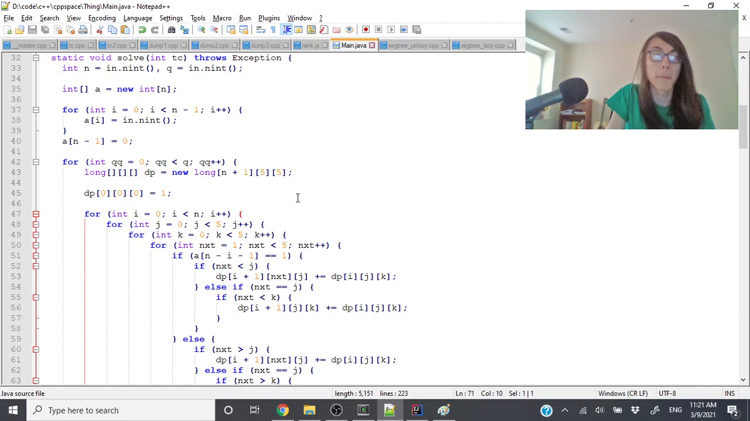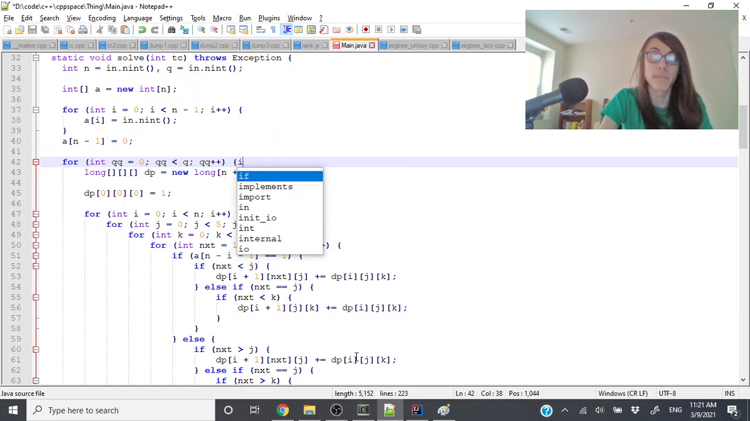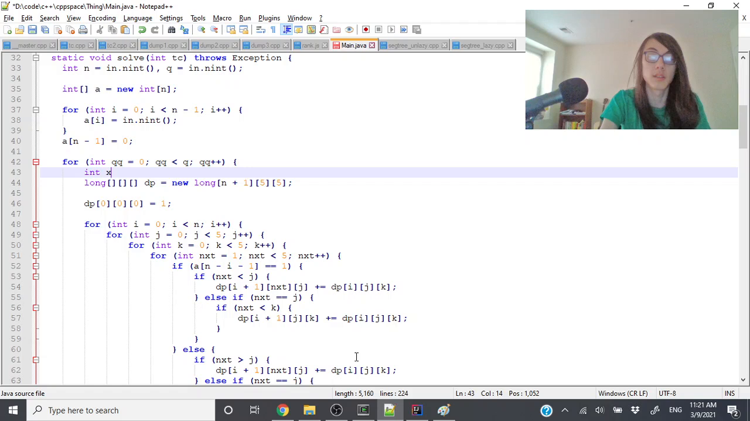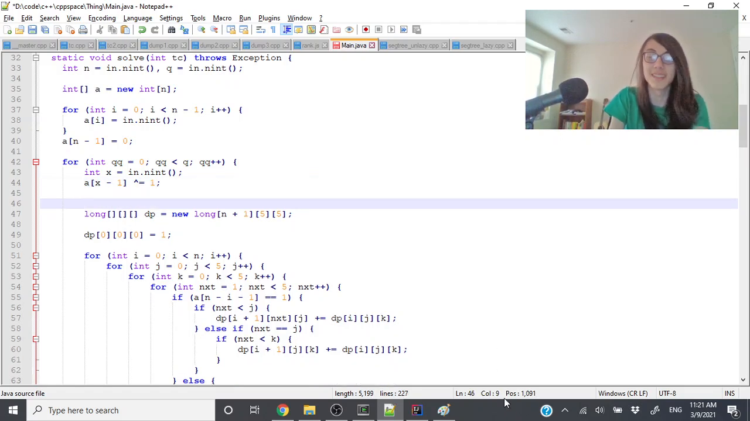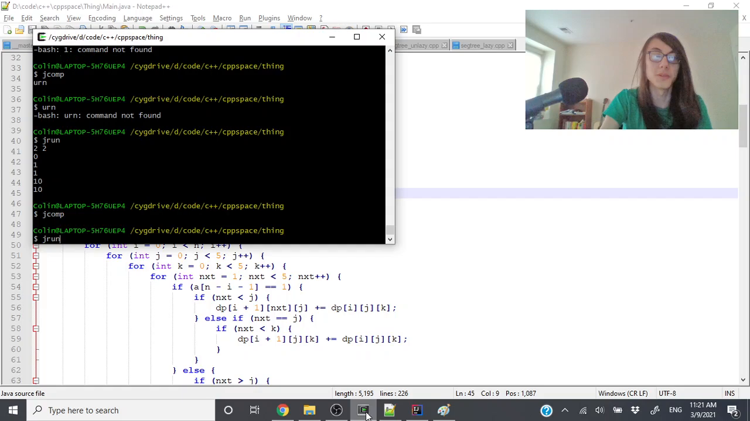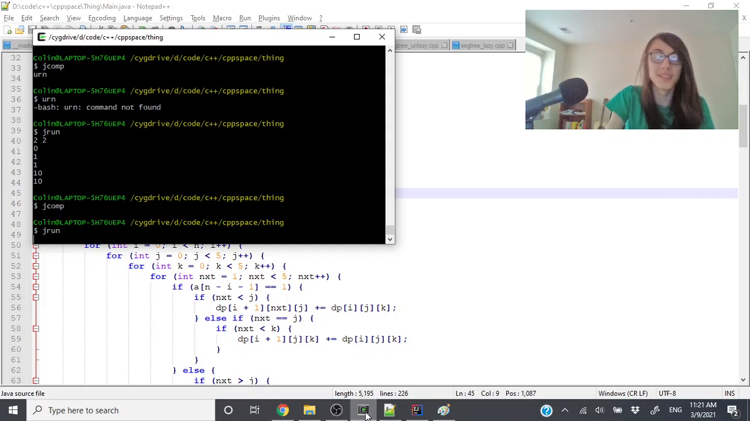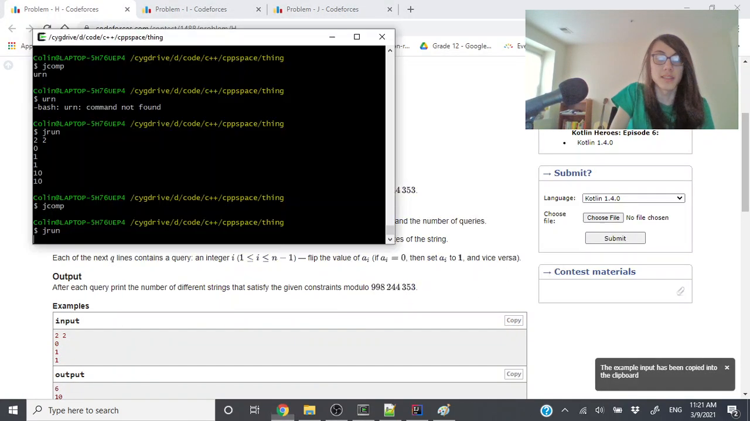So int x equals in.init, a x minus 1. Does that work in Java? That'd be cool if it did. Cool. Alright, now this should be 6 and 10.